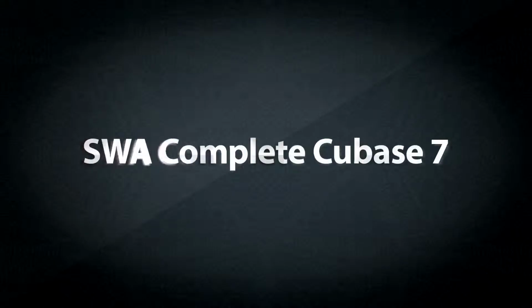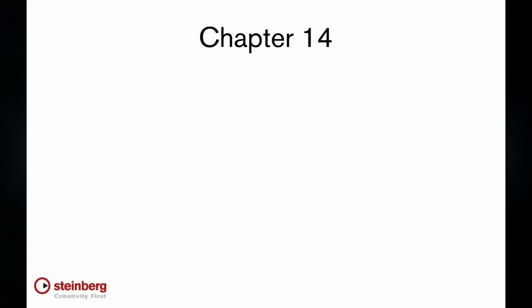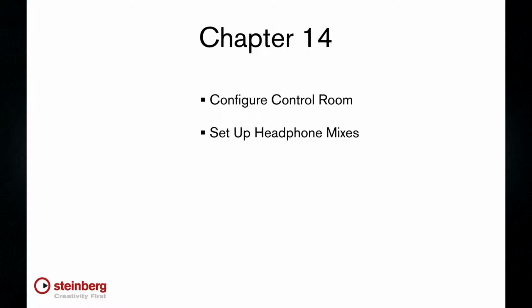The control room allows you to use Cubase like a traditional studio with different rooms. It also allows you to set up separate headphone mixes and control your monitor speakers. By the end of this chapter, you'll be able to configure your control room, set up studios and headphone mixes, use the TalkBack and Listen bus.